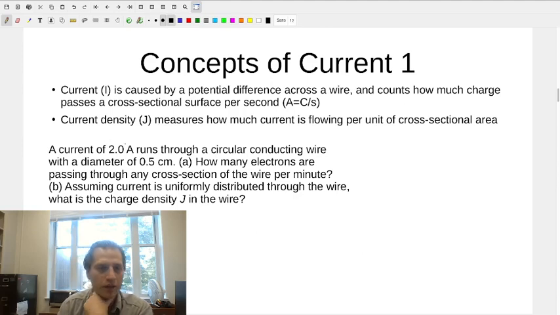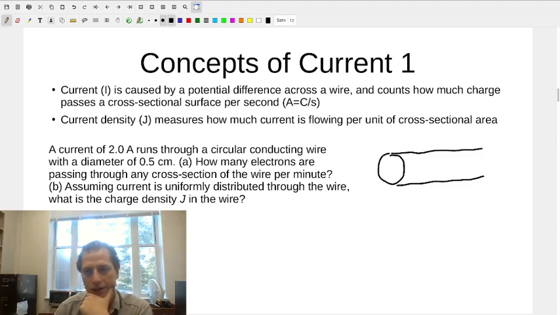And so in a problem like this, a homework problem that I gave you a while ago, it says a current of 2 amps runs through a circular conducting wire with a diameter of 0.5 centimeters. So if we had this as a genuine problem, I've given you a problem on your review sheet that's similar to this with just slightly different numbers. So there's a 0.5 centimeters. Your R would be 0.0025 meters. The area of that surface would be pi times R times R.